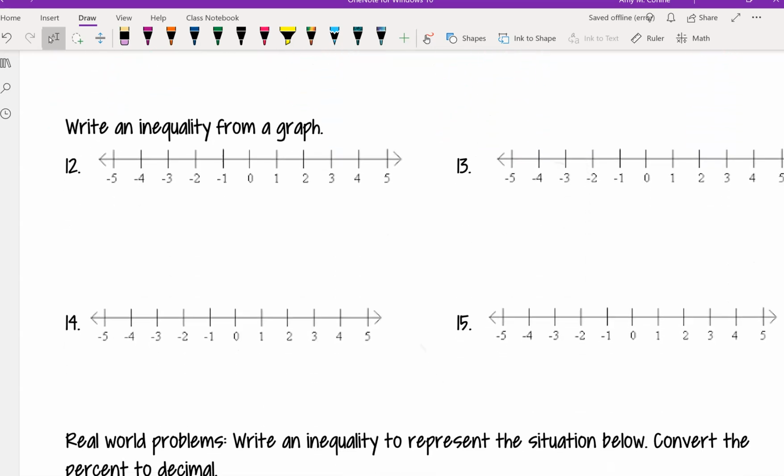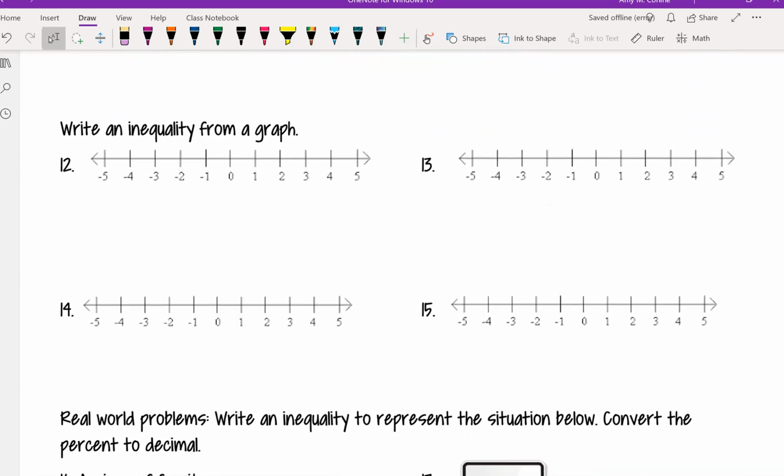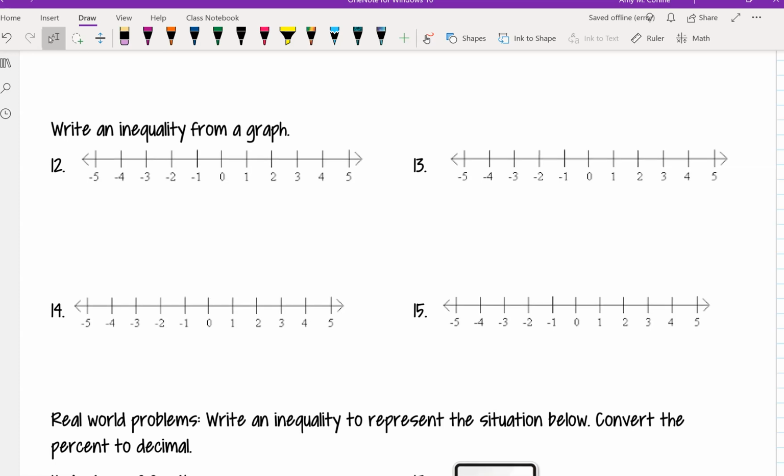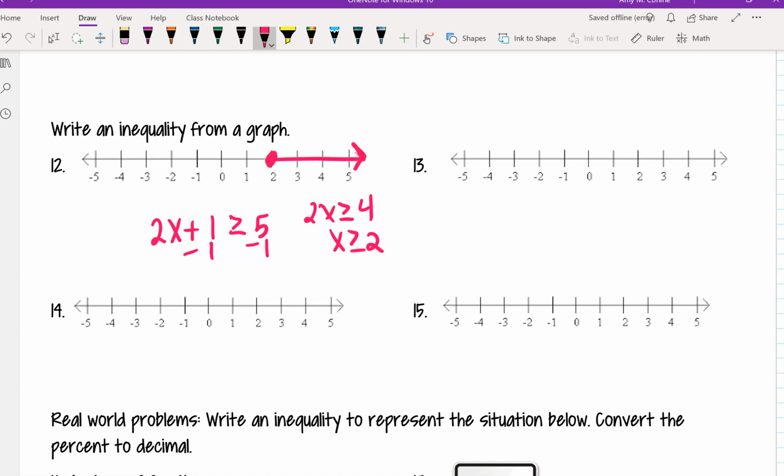So for this part, I want to make sure that we're practicing our graphing. So we're going to do 12 together. The inequality I want to graph is 2x plus 1 is greater than or equal to 5. It says write an inequality from the graph, so we're going to do it this way, and then I'll give you one that we do from the graph. I want to practice solving, so I'm going to subtract 1 over. So you have 2x is greater than or equal to 4, divide, and then you have x is greater than or equal to 2. So closed dot, greater than, you're moving to the right.